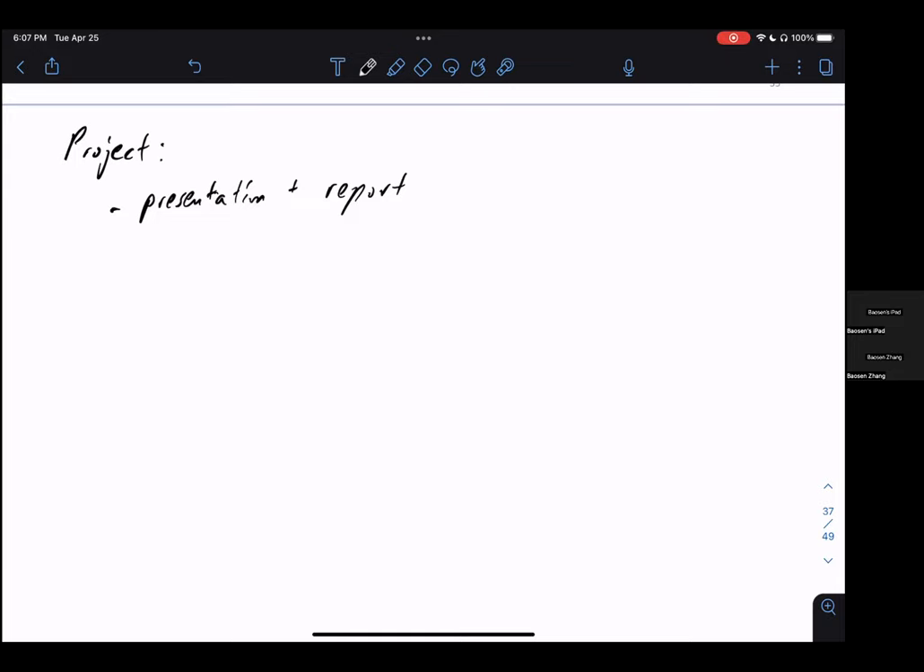For the report, again, there's no set format. As long as you explain what you are trying to do, where you got the data, how you are trying to process the data, what you are trying to learn, and whatever result you got from that. Okay. Any questions about the presentation and the report?